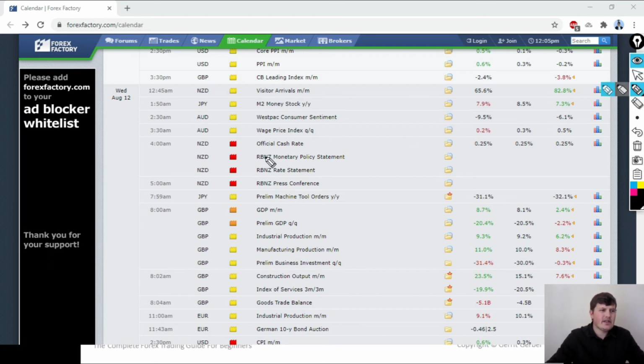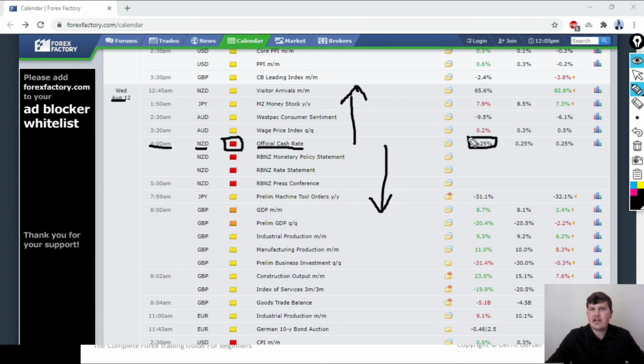Now, here you can see this is the official cash rate or the interest rate decision for the New Zealand currency pair, which took place at 4 AM Wednesday 12 August, and this is a very important news release, and it's likely to either cause price to increase or decrease depending on how the traders anticipated or reacted to this actual change in the news event.